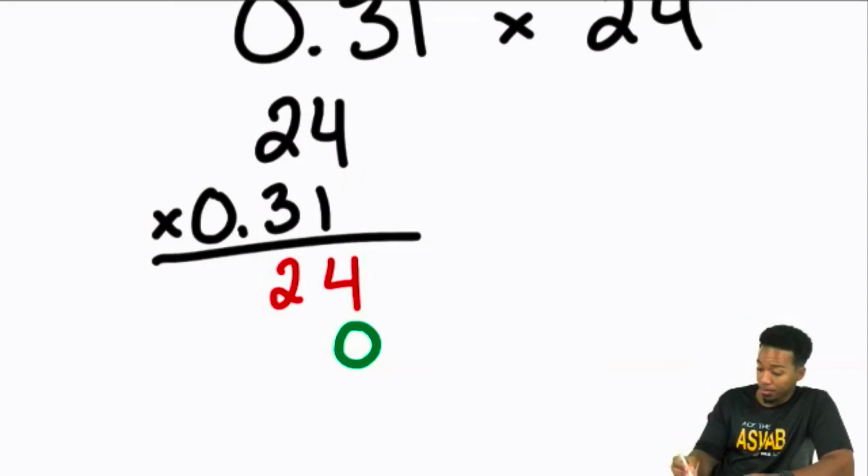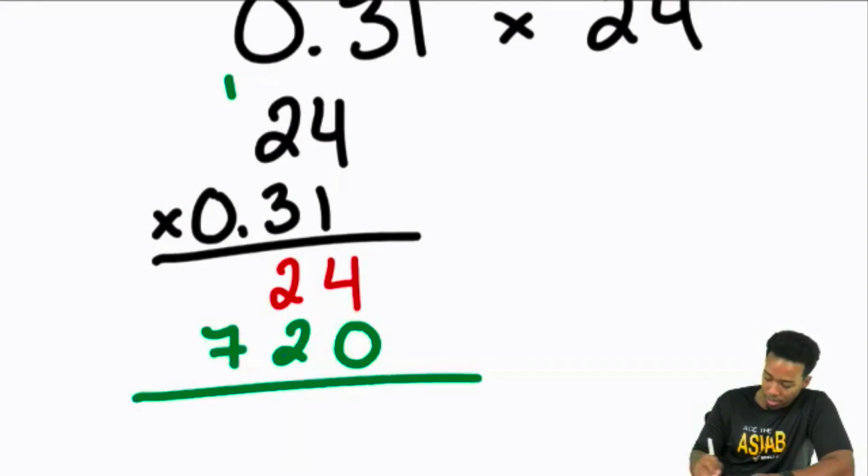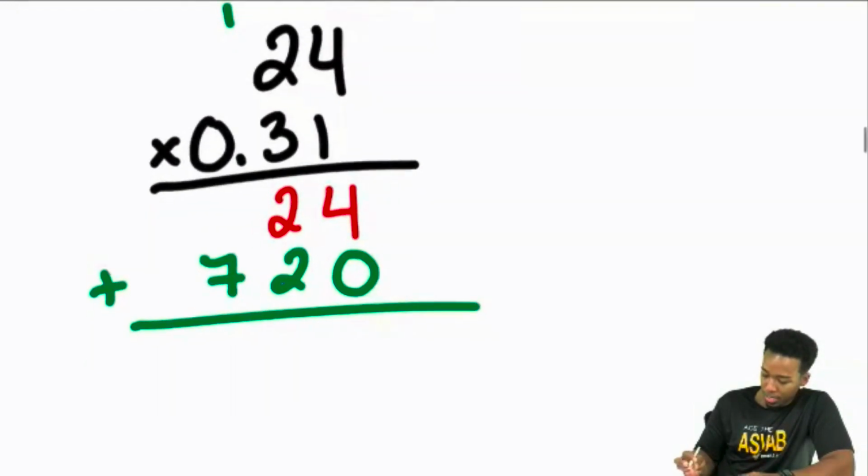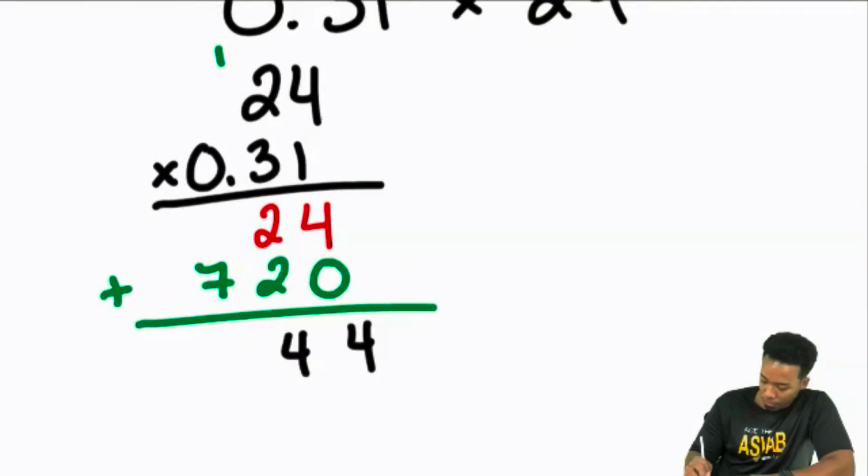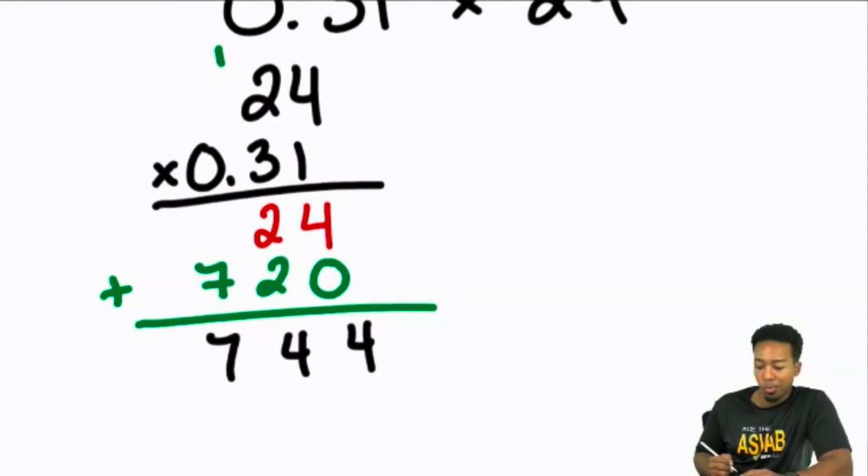That's it. So here we are. 4 times 3, that's going to give us 12. Carry the 1. 2 times 3 gives us 6. Carry the 1, that's a 7. And now we can add, giving us 4, 4, and 7. Everybody, how many decimal places are we moving back now?